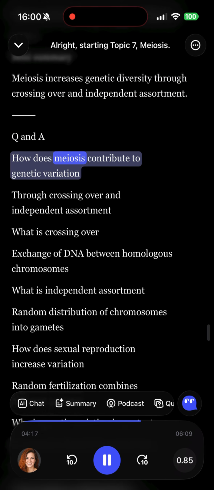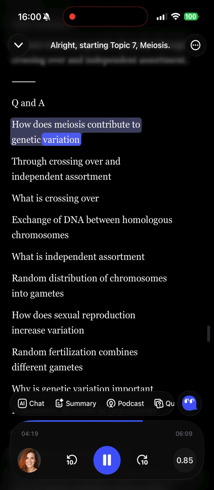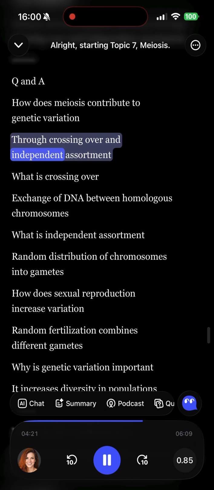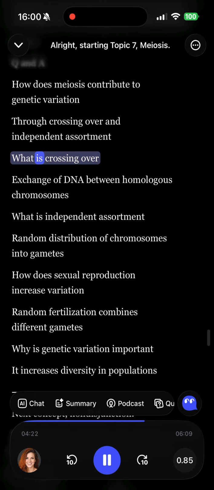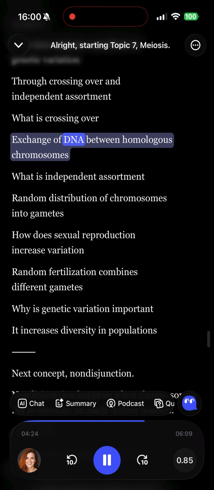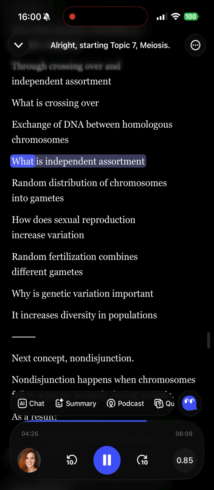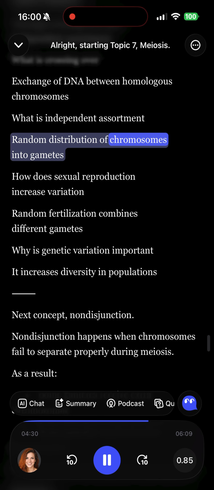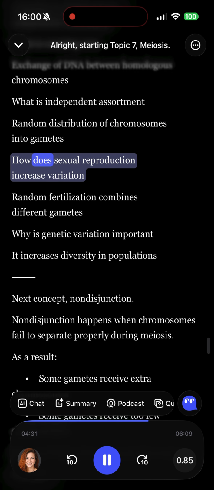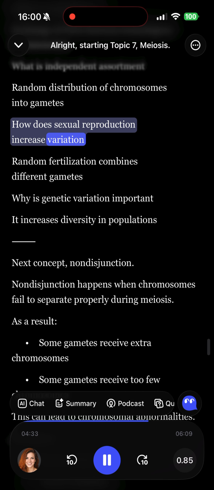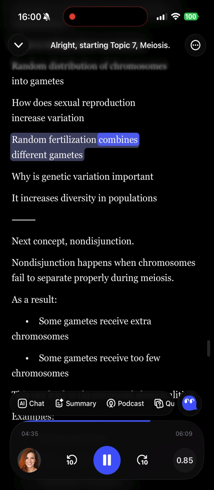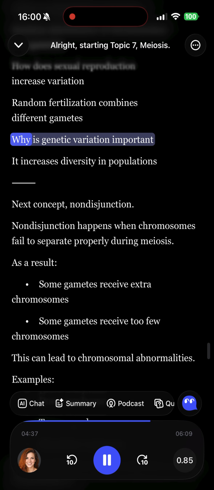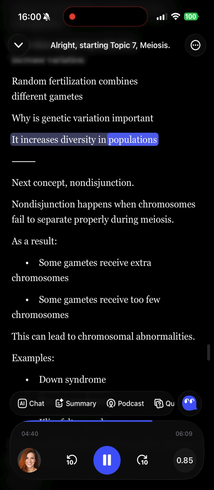Q&A. How does meiosis contribute to genetic variation? Through crossing over and independent assortment. What is crossing over? Exchange of DNA between homologous chromosomes. What is independent assortment? Random distribution of chromosomes into gametes. How does sexual reproduction increase variation? Random fertilization combines different gametes. Why is genetic variation important? It increases diversity in populations.